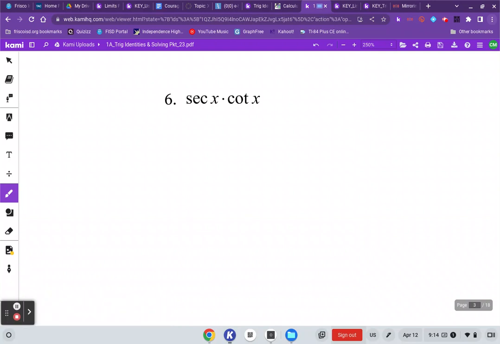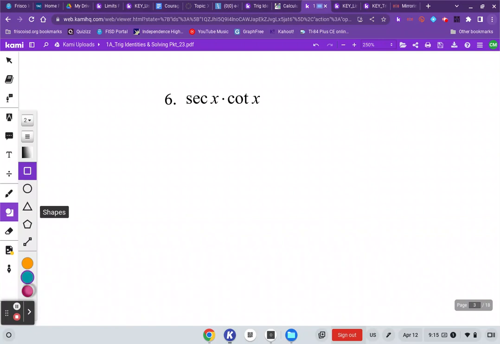Secant times cotangent. What we need to do, our job is going to be to try to substitute things in place of secant and cotangent so that I can somehow do this multiplication. It's asking me to multiply these two trig functions together. And so I need to get terms that are common, terms that are alike, and then see what I can do. So first thing I want to do is take a look at your list of identities and see if you can figure out what is something that we could substitute in place of secant of x.